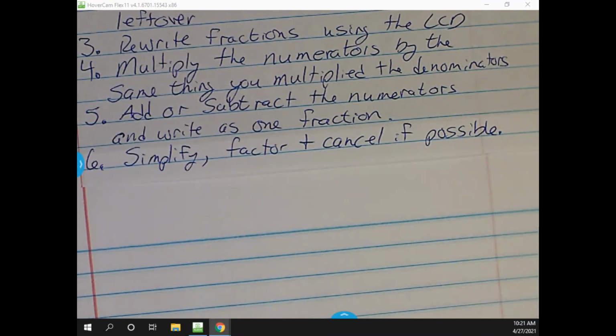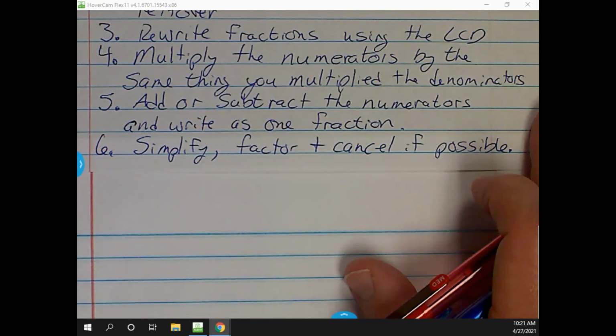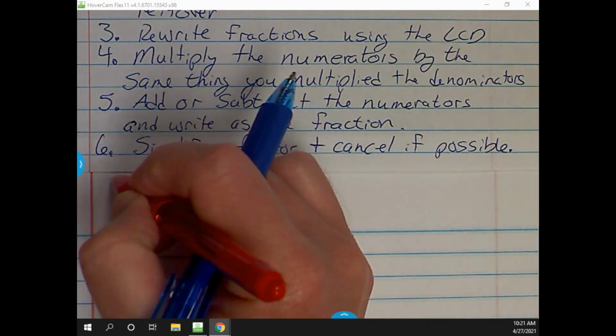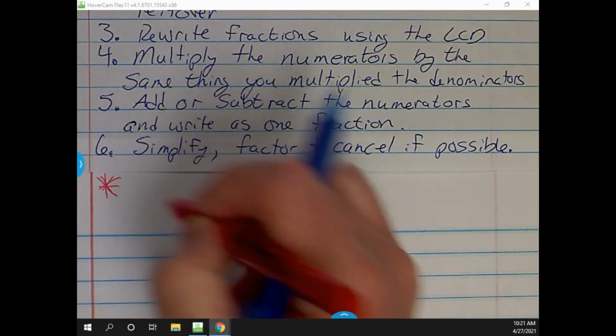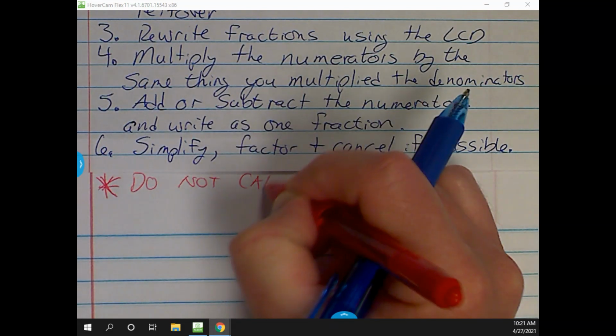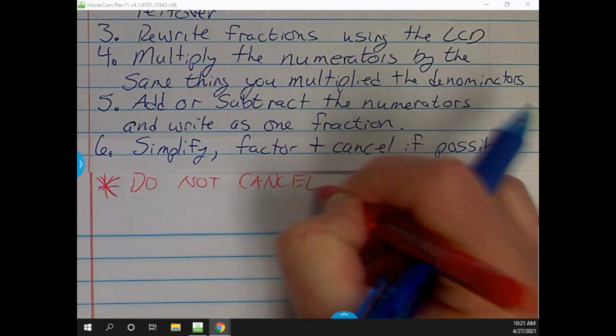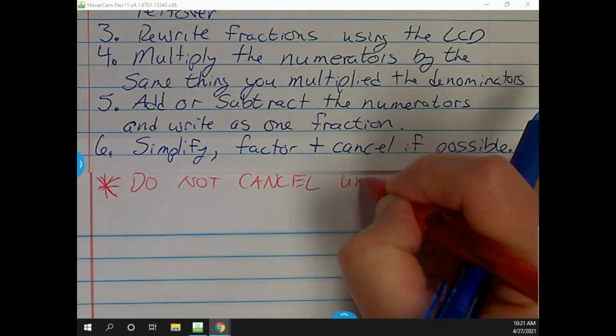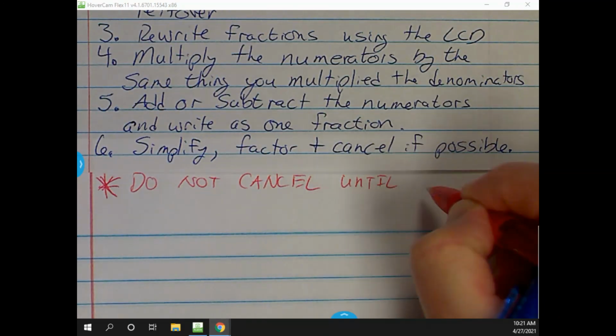I think the biggest mistake I've seen people make when they're doing these sometimes is that, if you want to put an asterisk at the end of this one, because this is kind of the big one, you don't cancel until the last step.